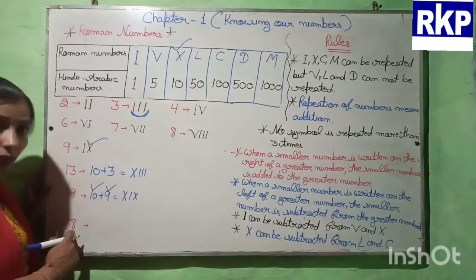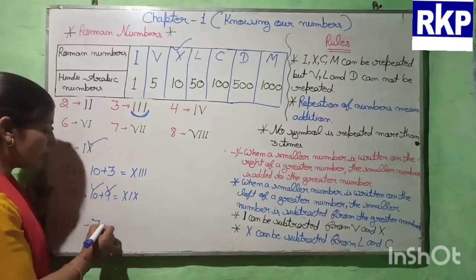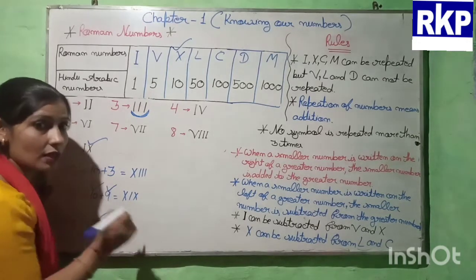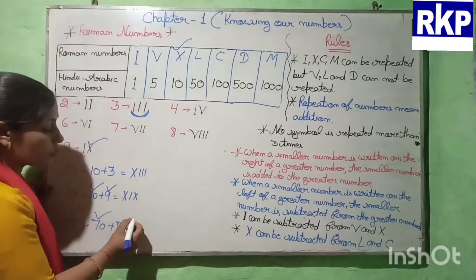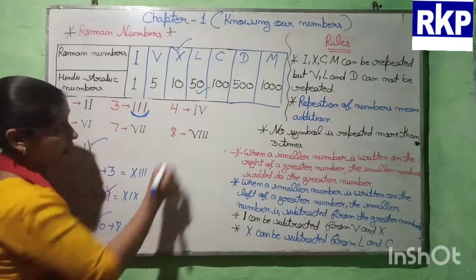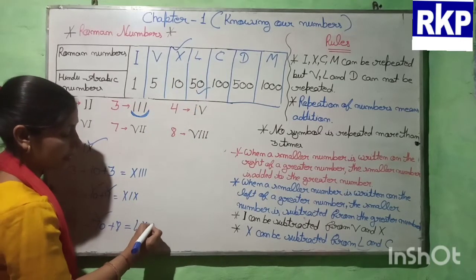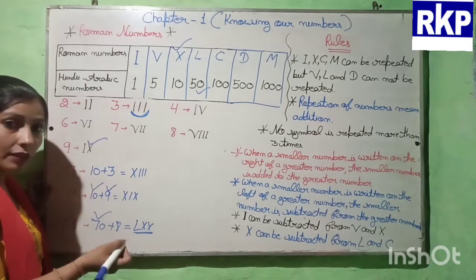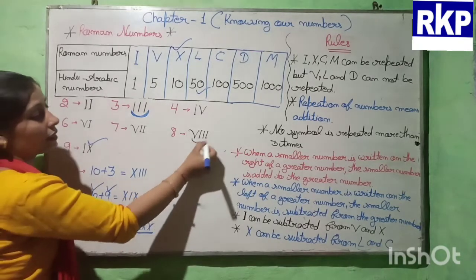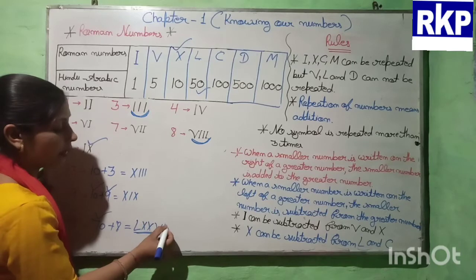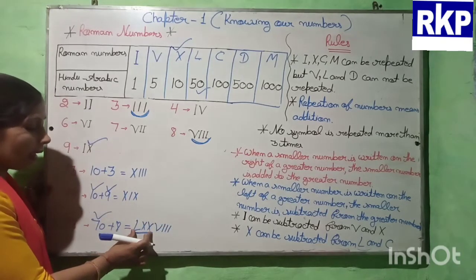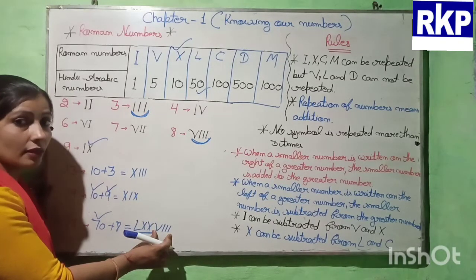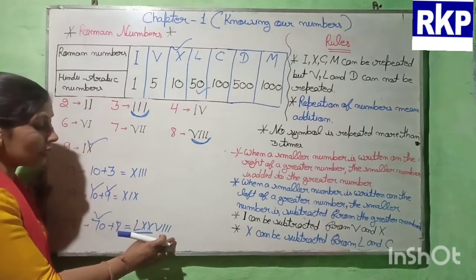Now next is 78. So we will write 70 plus 8. And how can we write the 70? First we will write 50 and then 20. What will we write for 50? L, and then XX. LXX is equal to 70, and then for 8 we will write VIII. So LXX means 70 and VIII means 8. So 78 will be written like this.